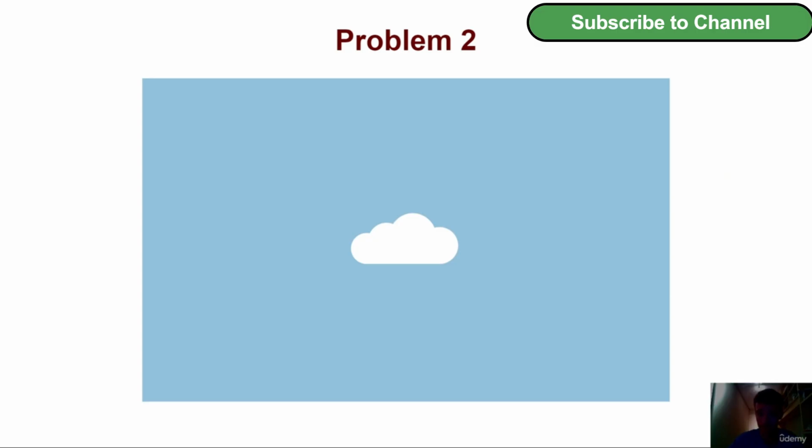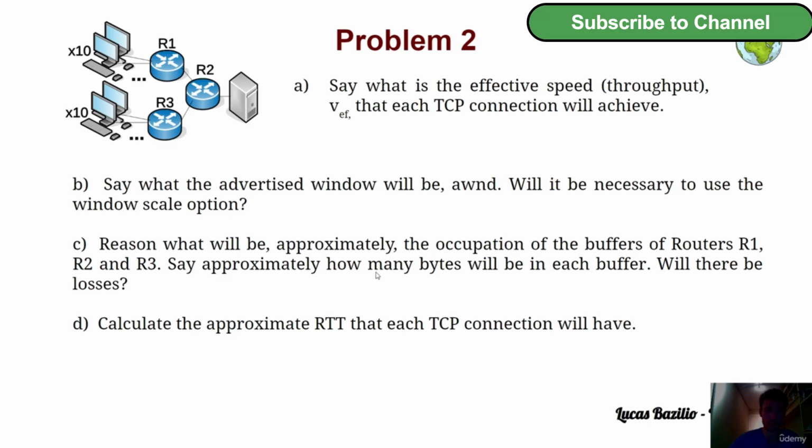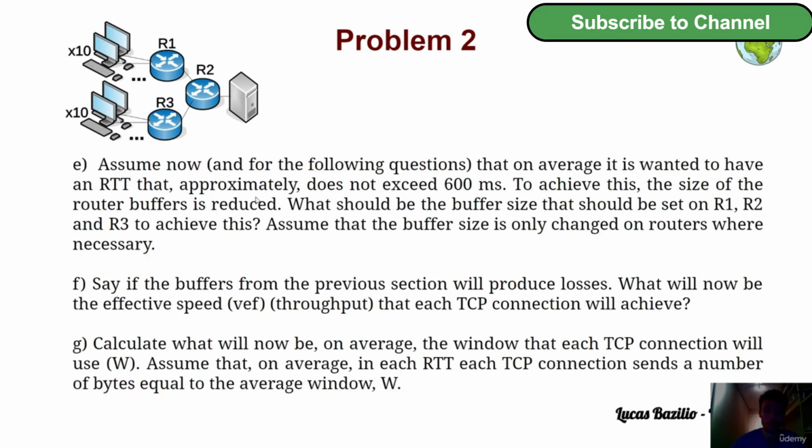In this lecture, we are going to solve question E of problem 2. So question E of this problem 2 states: assume now, and for the following questions, that on average it is wanted to have a round trip time that approximately does not exceed 600 milliseconds. To achieve this, the size of the buffers of the routers is reduced. What should be the buffer size that should be set on router 1, router 2, and router 3 to achieve this? And also, assume that the buffer size is only changed on the routers that are necessary.